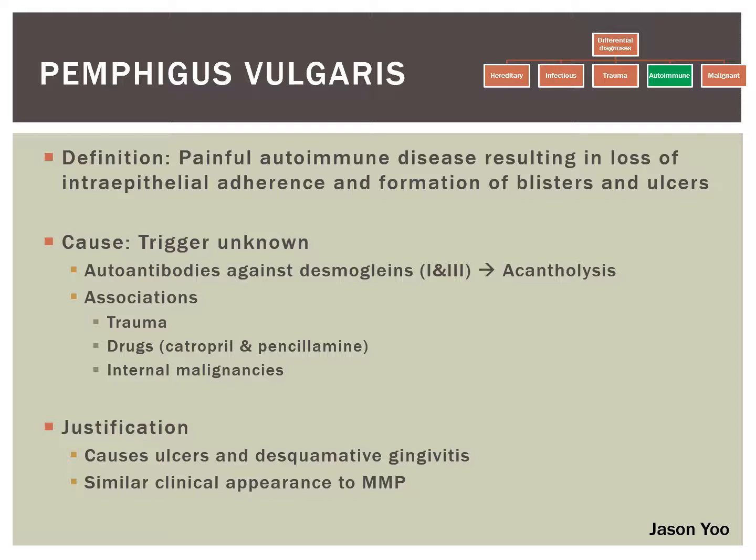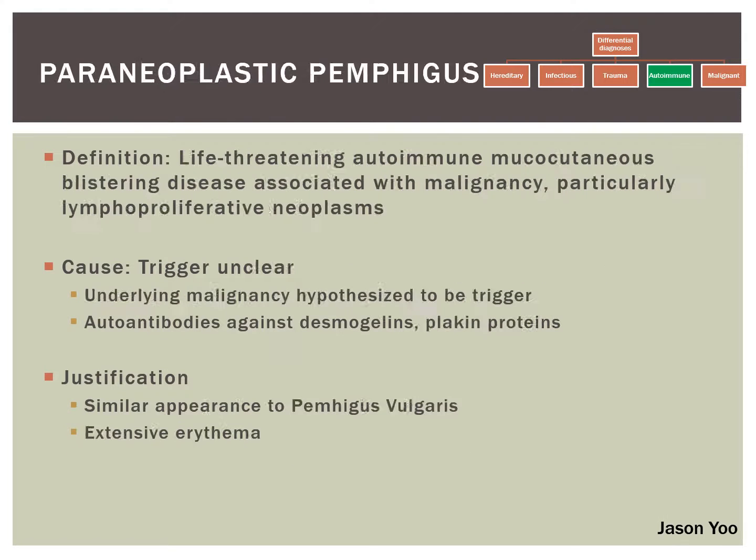A very similar condition to MMP is pemphigus vulgaris. It is a painful autoimmune disease resulting in loss of intraepithelial adherence and formation of blisters and ulcers. Its pathogenesis involves autoantibodies which are directed against certain proteins, leading to loss of cellular adhesion. In addition to being an autoimmune disease, pemphigus may develop in association with trauma, drugs such as captopril and penicillamine, and internal malignancies. Similar to MMP, pemphigus lesions can present intraorally as ulcers and desquamative gingivitis.